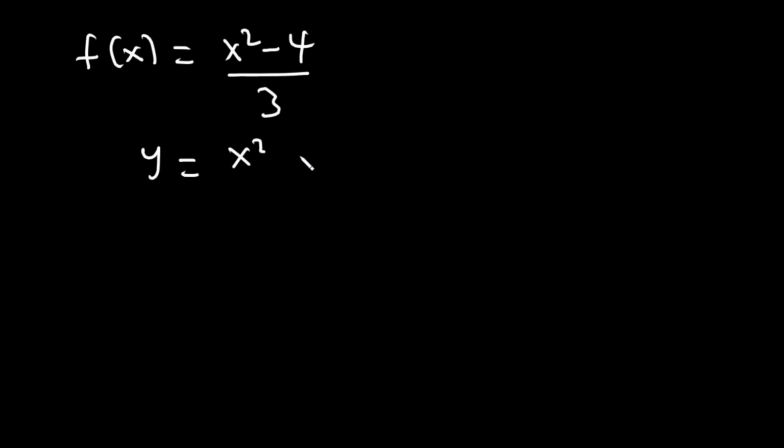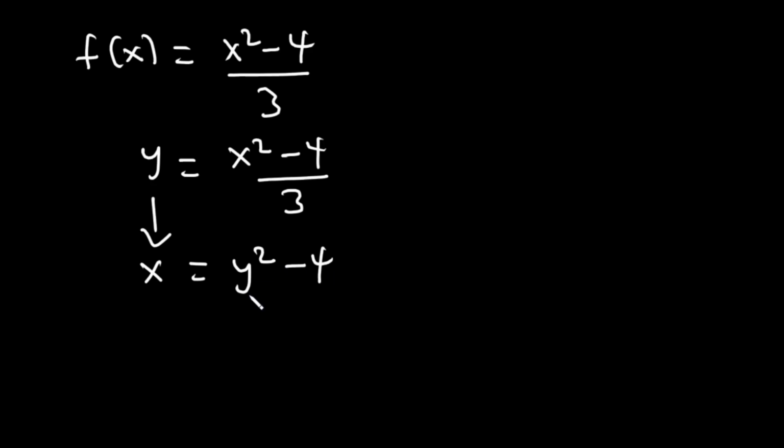Let's try this together. How do we find the inverse of the function f of x is equal to x squared minus 4 divided by 3? We need to replace f of x with y. So we have y is equal to x squared minus 4 divided by 3. Now we need to interchange the variables x and y. So we are going to have x is equal to y squared minus 4 divided by 3, and then we cross multiply. So we are going to have 3x is equal to y squared minus 4.